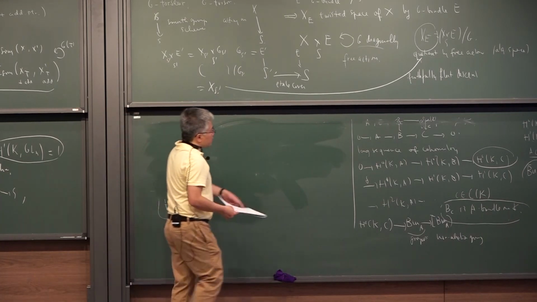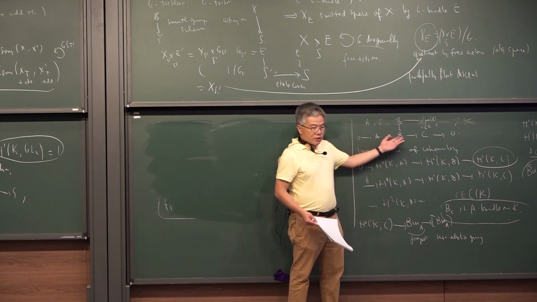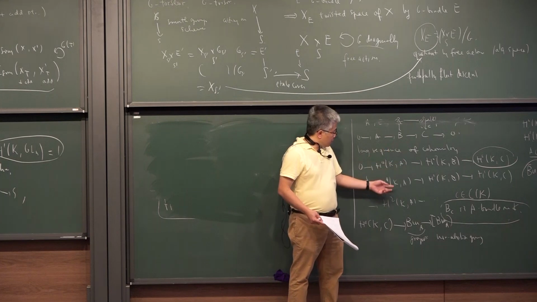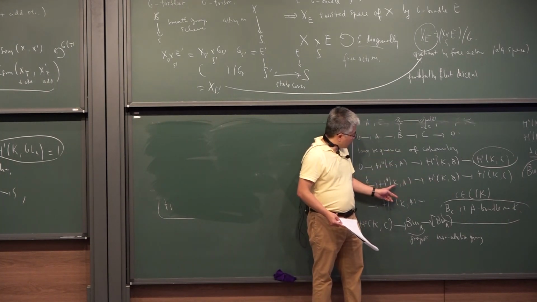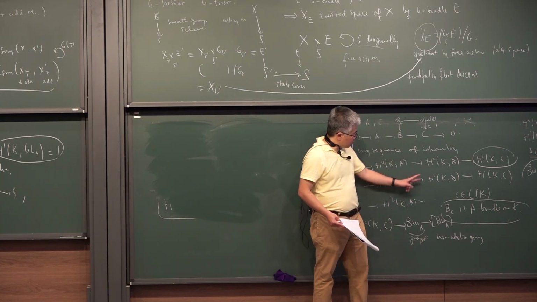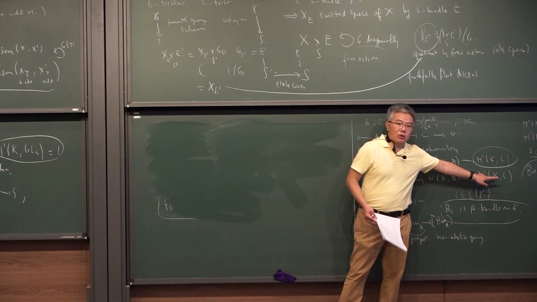So when we have this exact sequence, where A is a normal subgroup of B, then we have this map of H1 of K, A into H1 of K, B, and we can characterize the image of H1 of K, A in H1 of K, B as the elements that become zero in H1 of K, C.